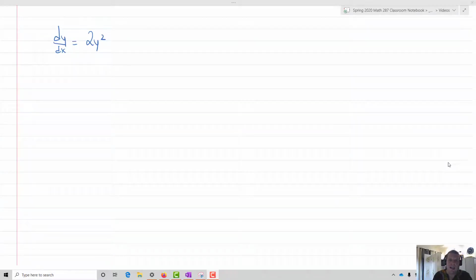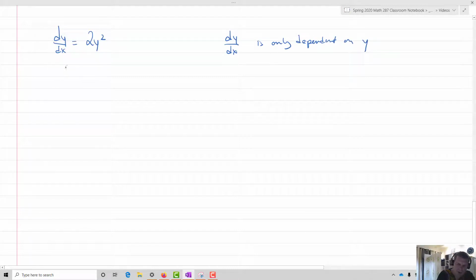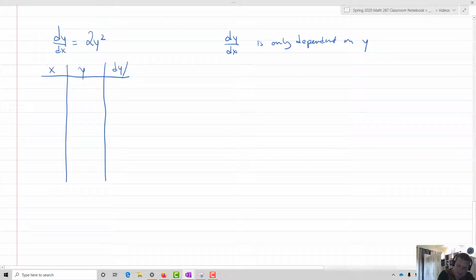Let's take another look at another example. And this one will be kind of different because it'll be dy/dx equals 2y squared. So in this case, dy/dx, our slope, is only dependent on y and not on x. So if we drew our table like we did before, we'll have our x, we'll have our y, and then we'll have dy/dx.